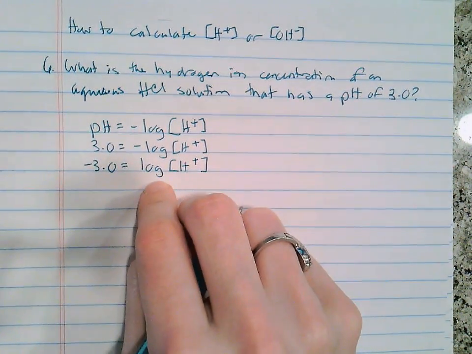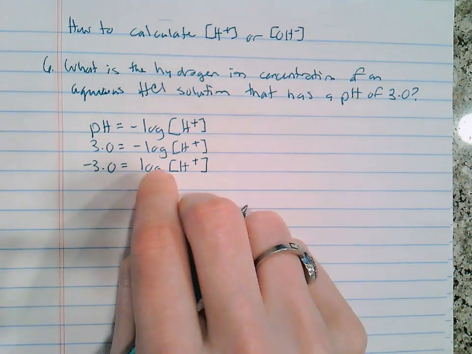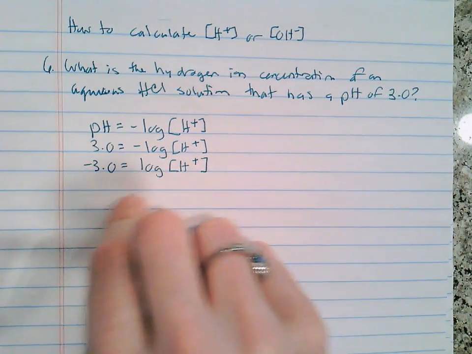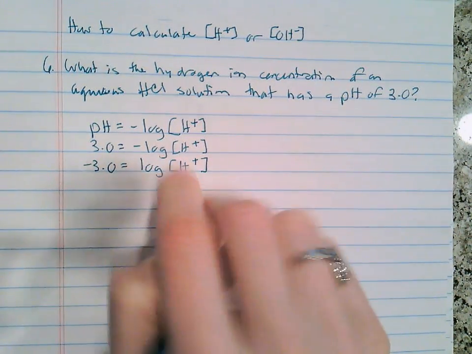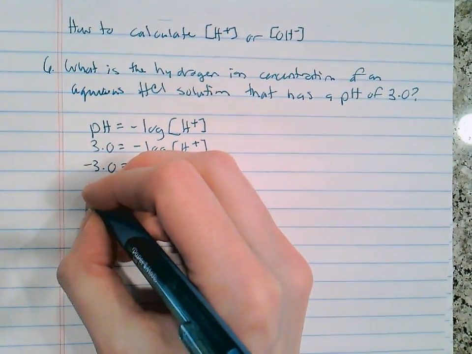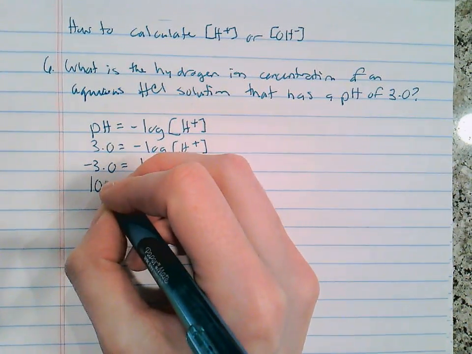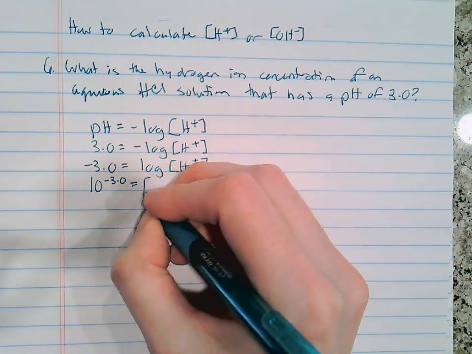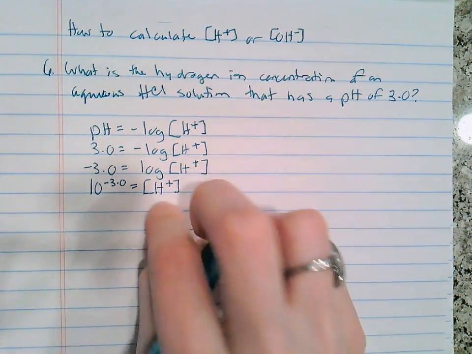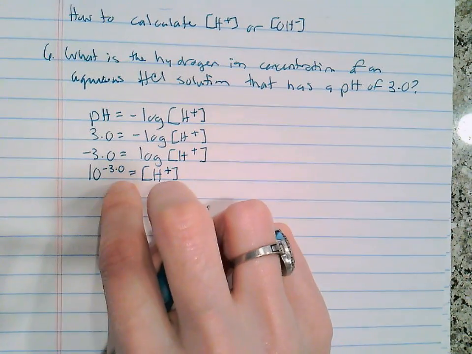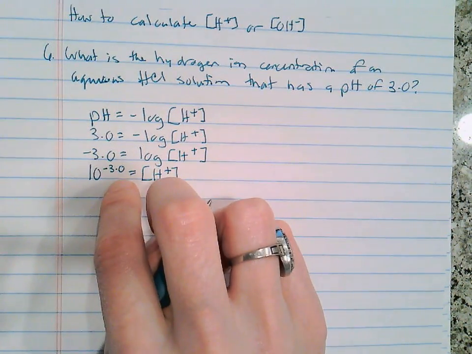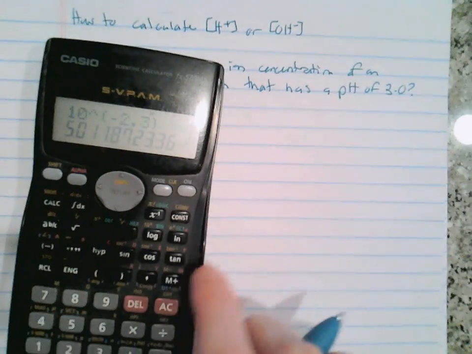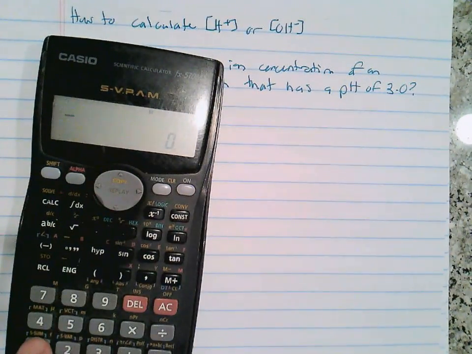Now, what log means is, what do you have to raise 10 to the power of to get this? So the inverse of this is going to look like this. So 10 to the -3.0 power equals the concentration of hydrogen ions. So now what you'll do is plug this into your calculator.